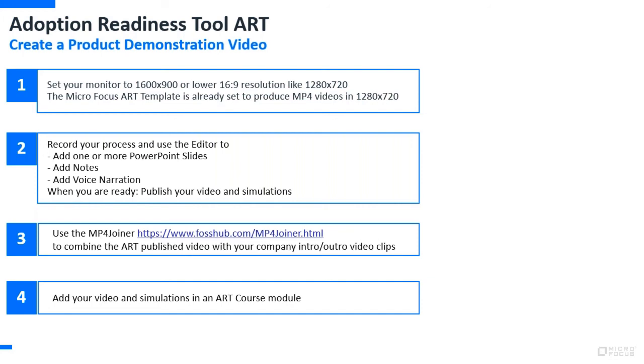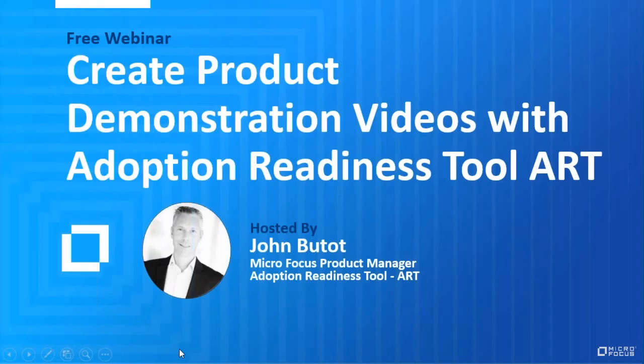We used then the MP4 joiner program to combine our ART MP4 video file with our Micro Focus company intro and outro video clips. And as the last step under 4, we then included the video and the simulations into an ART course module. Great. So in the next webinar, next month that's coming up, we're going to take a more detailed look on how to create an ART course module.